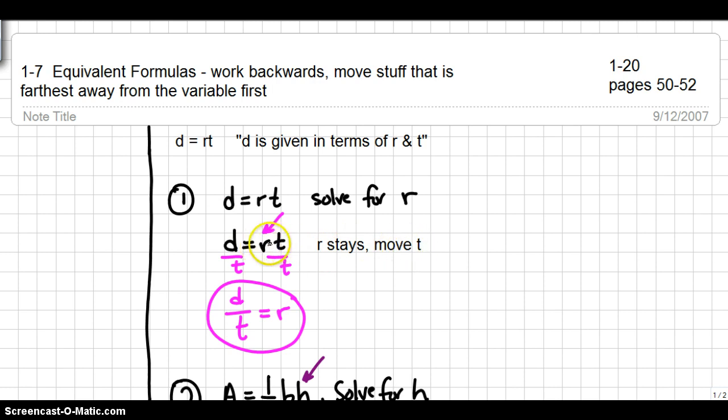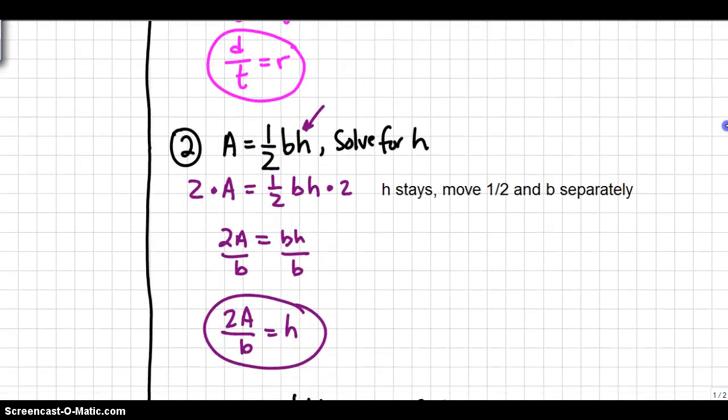The t is being multiplied by the r, so to undo it, we would have to divide by t on both sides. There is no way to simplify d divided by t unless they had given us some values. So the d over the t just stays the way it is, and now the r is isolated. Now the equation has been rearranged, and now r is given in terms of d and t. And so that's the basic idea of this lesson. We're going to look at a few more examples.